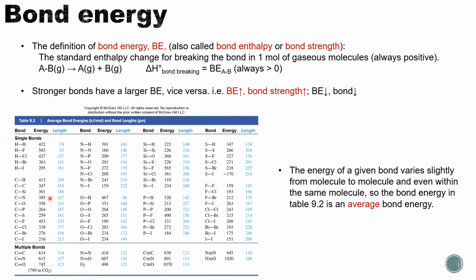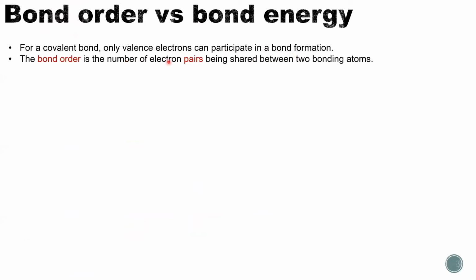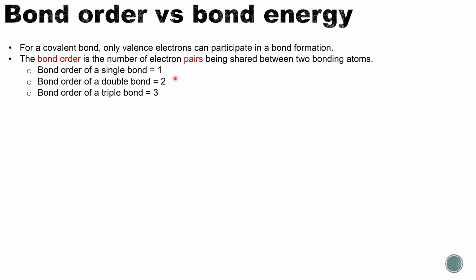All right, once we know the bond energy concept, we have a few ways to determine the bond energy or compare the bond energy between different molecules. One way is to refer to the bond order. When we talk about bond order, we usually talk about covalent bonds. For a covalent bond, only valence electrons can participate in bond formation. The bond order is the number of electron pairs being shared between the two bonding atoms. For a single bond, the bond order is 1. For a double bond, the bond order is 2, and for a triple bond, the bond order is 3.